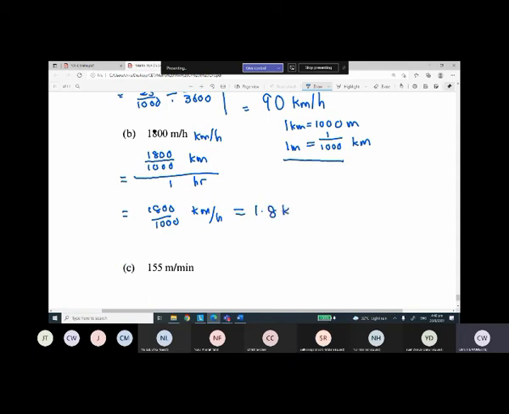1.8 what? Give me a unit, please, Siva. Kilometer per hour, sir. Yes, correct. So this one is very straightforward. Very easy.